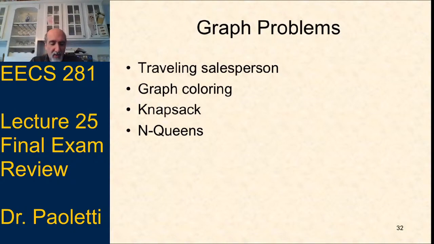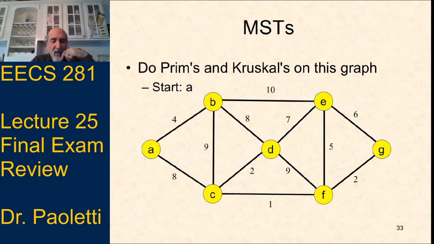Now on the next slide, we've got a graph and it says, do Prim's and Kruskal's on this graph. The start at A would go with Prim's. That would be the one with a distance of 0. I hope that after doing Project 4 Part A, you've had enough Prim's that you know how to do it now. So let's take a few minutes and do this one together with Kruskal.